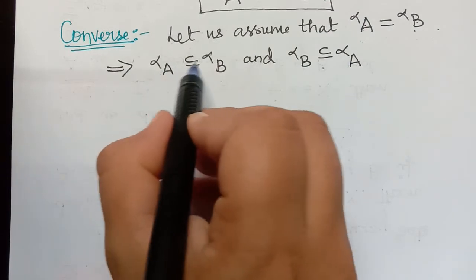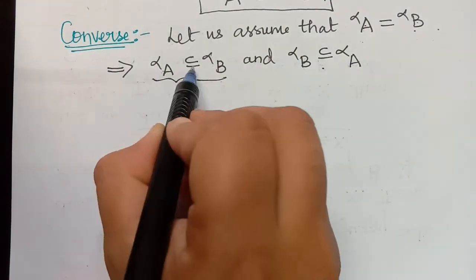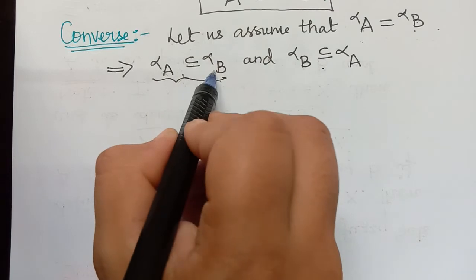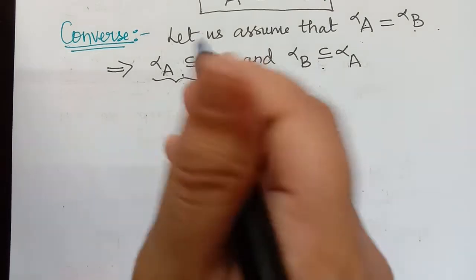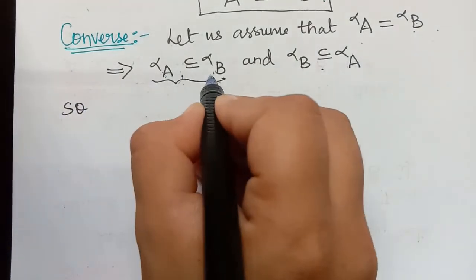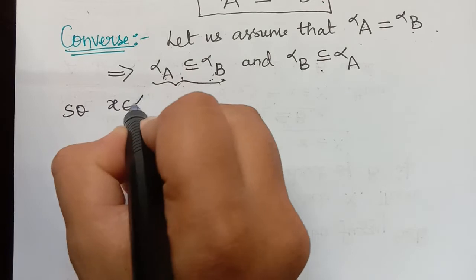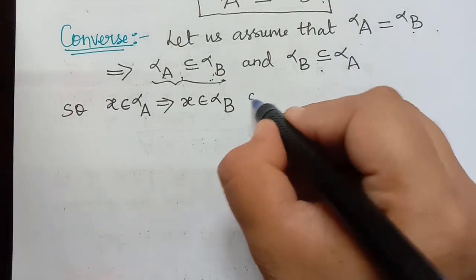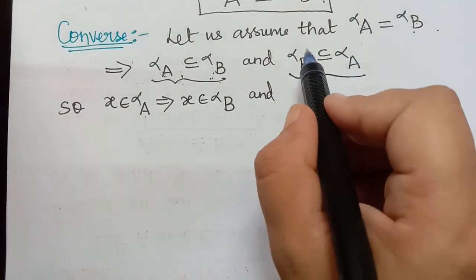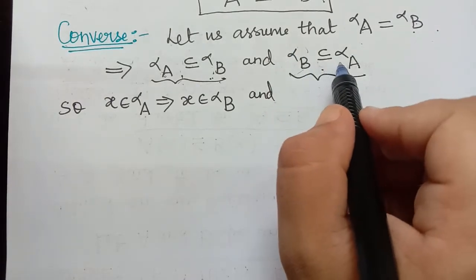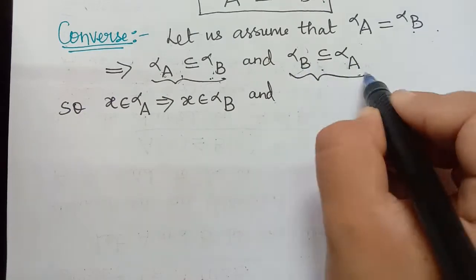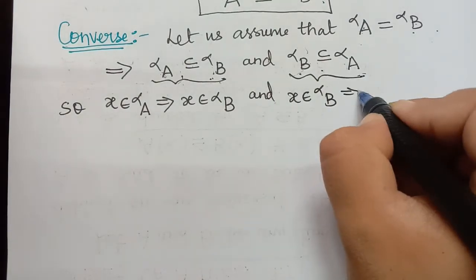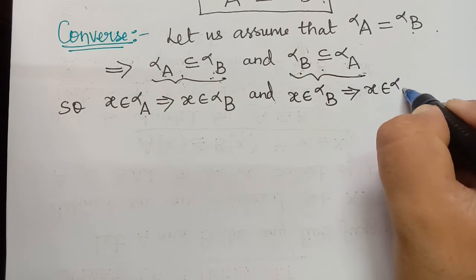So now what does this imply actually? That alpha cut of A is a subset of alpha cut of B means that if we take an element from alpha cut of A, it will also be an element of alpha cut of B. So if we consider x to be an element of alpha cut of A, it will imply that x is an element of alpha cut of B. And also, if we consider an element from alpha cut of B, because this is a subset of alpha cut of A, it will imply that x also belongs to alpha cut of A.